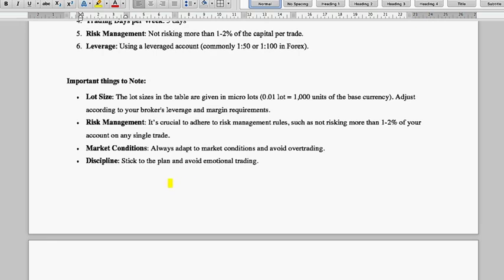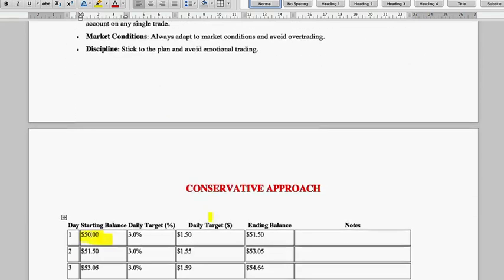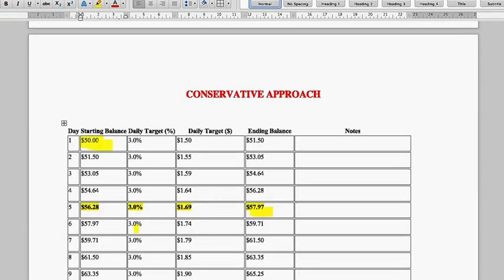But if you are trading 1 pair, you are likely going to over trade and over leverage the account, and it will result in blowing it. So discipline: stick to the plan and avoid emotional trading. Now, this is a conservative approach. So our starting capital is $50.